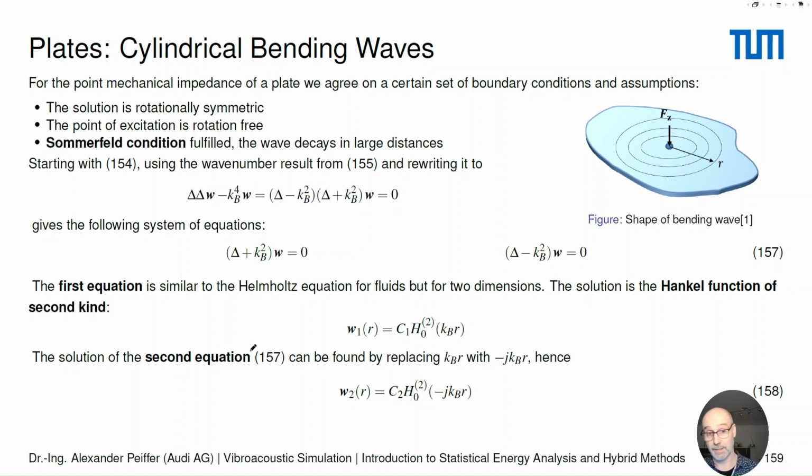The solution of the second equation can be found in a similar way. The only thing is we have to replace our k_B r with the negative complex value. That would give the solution for this equation here, denoted by W2, and we call the constant here constant number 2. Good, so far so good. Now the next step is to find the constants C1 and C2 depending on the properties of the plate and our force.